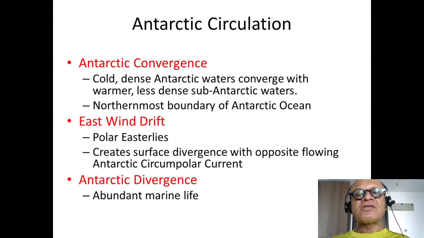So the Antarctic convergence obviously has cold, dense Antarctic waters, and the sub-Antarctic waters are warmer and less dense, and that's kind of the northernmost boundary of the Antarctic Ocean, or the Southern Ocean. Okay, east wind drift is created by the polar easterlies, so it creates surface divergence along with the west wind drift, and you have the Antarctic divergence bringing up cold waters, nutrients, abundance of marine life.